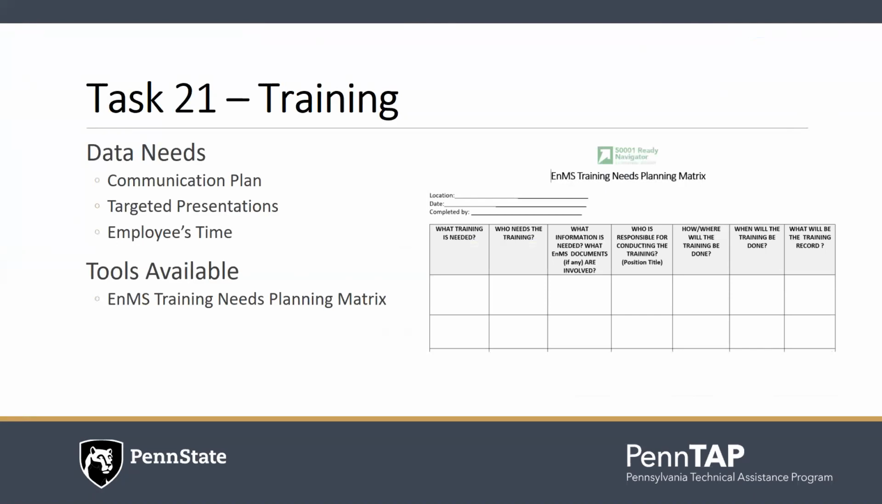You'll also need employees' time, and you'll need a good chunk of it for each person. You might be able to have, say, half an hour with the operator to explain the procedure and the new record keeping. But for the procurement staff, you might need up to half a day, depending on how much you're changing their existing job. And the Department of Energy provides a training needs planning matrix that will help you focus in on who we need to train and what they need to be trained with.